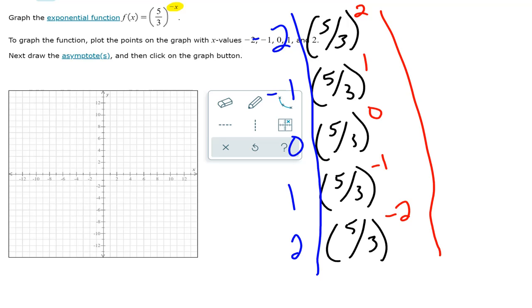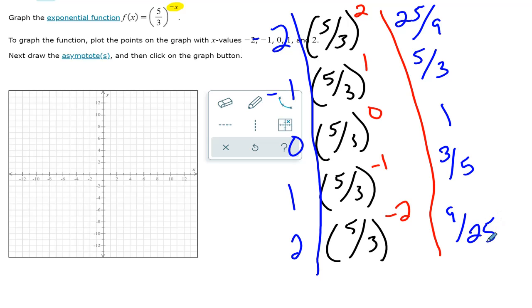5/3 to the second power, I'm going to square both numbers. So 5 times 5 is 25, and 3 times 3 is 9. 5/3 to the first power is just 5/3. Anything to the 0 power is 1. 5/3 to the negative first power, I have to flip it over. So this becomes 3/5. And 5/3 to the negative second power again flips over and becomes 9/25. Just like the first one, just flipped over.